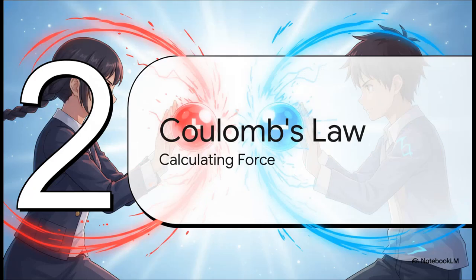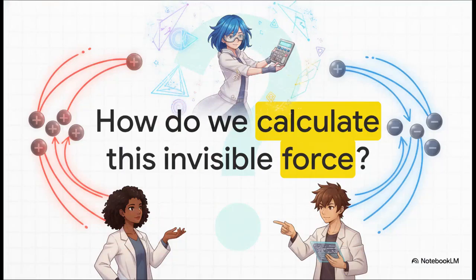Moving right along to Section 2, Coulomb's law, calculating force. Okay, so we know from basic everyday observation that similar charges repel and opposites attract. But physics is about precision, right? It's not just about noticing things happen. Exactly how do we calculate the strength of this invisible push and pull between them?